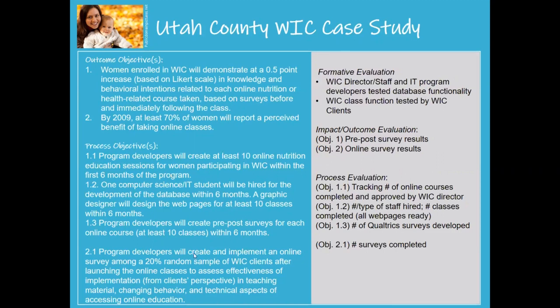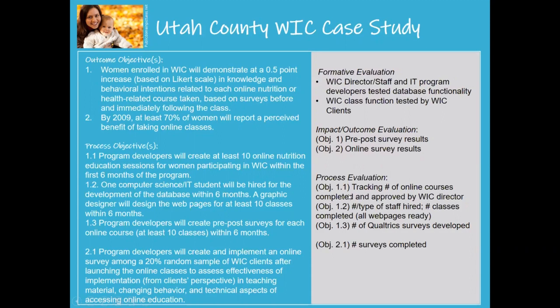The process objectives: thinking about what those were and how we were going to measure whether or not we met them. Well, for the first one here, it was just whether or not we wanted to create 10 classes. So the process evaluation would just be monitoring whether or not that number of courses were completed and approved by the WIC director. The second objective is related to hiring a computer science IT student, and then the graphic designer designing the web pages for at least 10 classes.